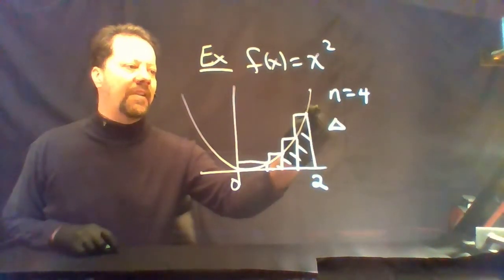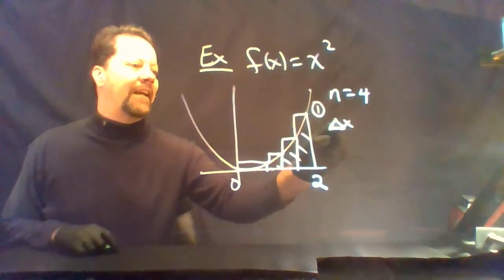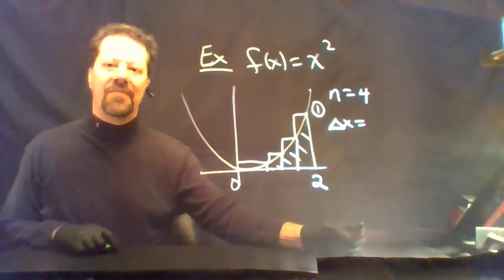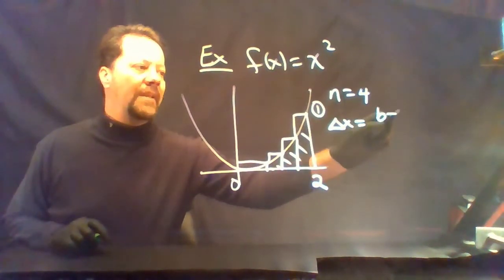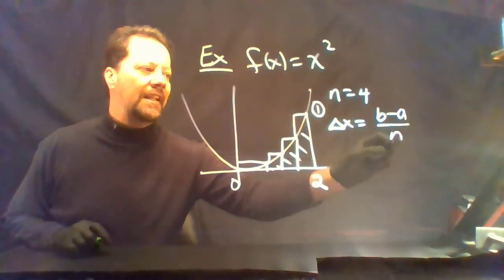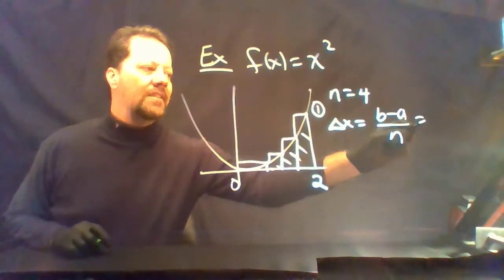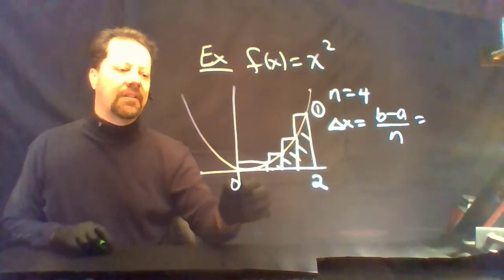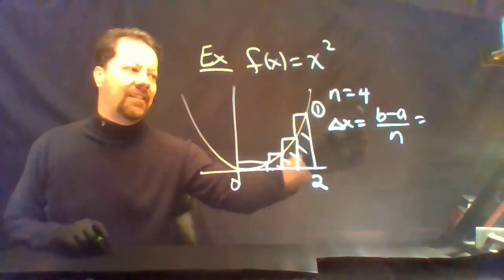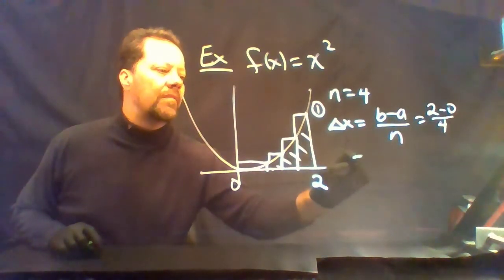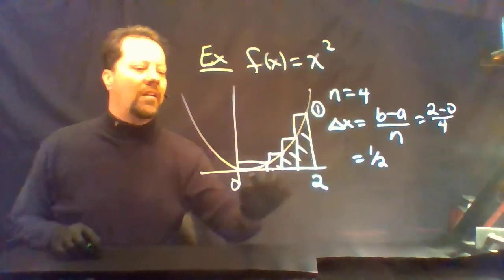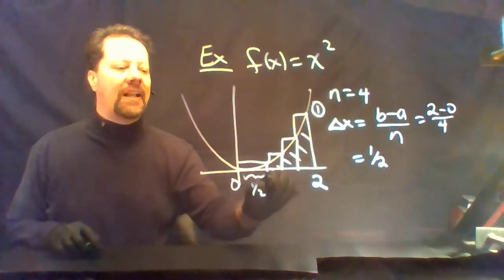We'll start in step 1 by calculating delta x. Delta x is the formula that we gave, b minus a over n. In this case, b is 2, a is 0, and n is 4. All of these will be 1/2 unit wide.